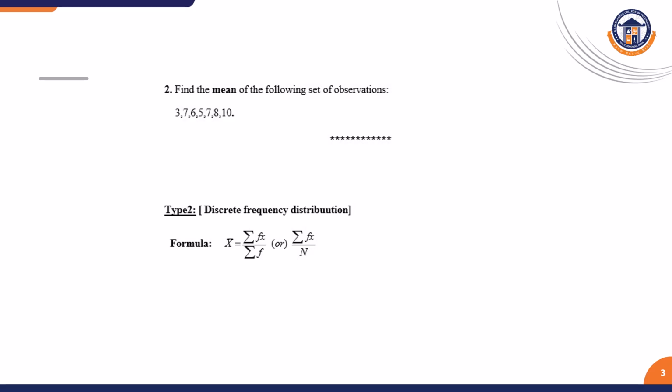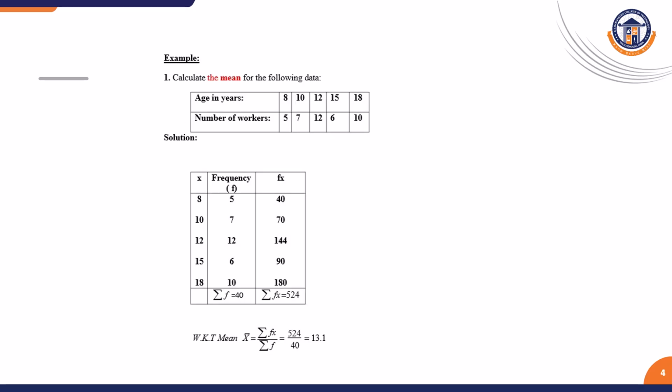The next one is type 2, the discrete frequency distribution. How to find the mean for a discrete frequency distribution? The formula is x bar equals summation fx by summation f, or summation fx by capital N. We can write capital N or summation f, both are the same. x bar equals summation fx by summation f. The answer is 524 by 40, which is 13.1. So the mean for the discrete distribution is 13.1.